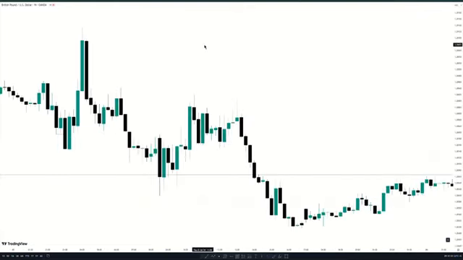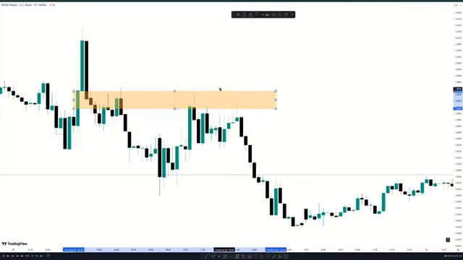All right, so what we have here is an inverse fair value gap right here. You can see this was a bullish fair value gap. So you expect the market to respect this bullish fair value gap when coming down, but instead it just went right through it with full body candles closing below it. So this was a failed bullish fair value gap.